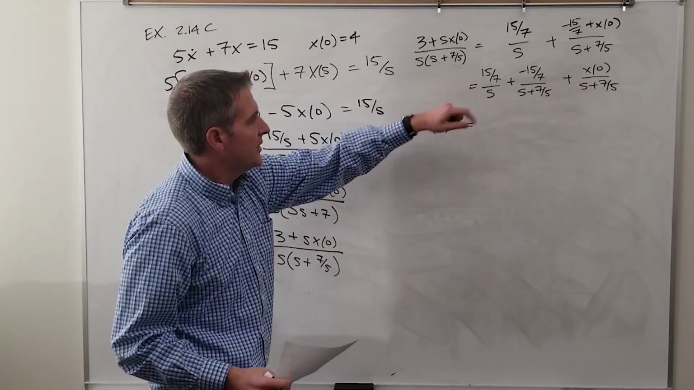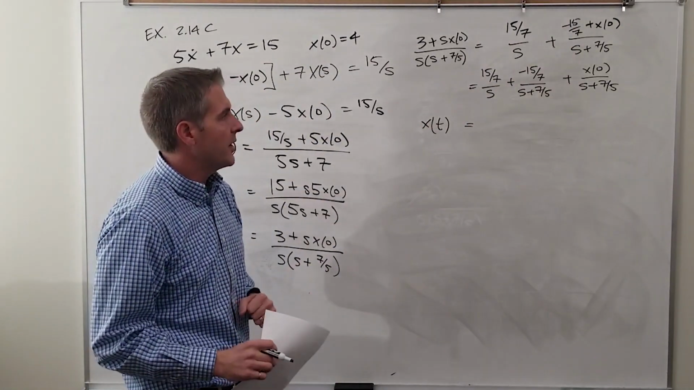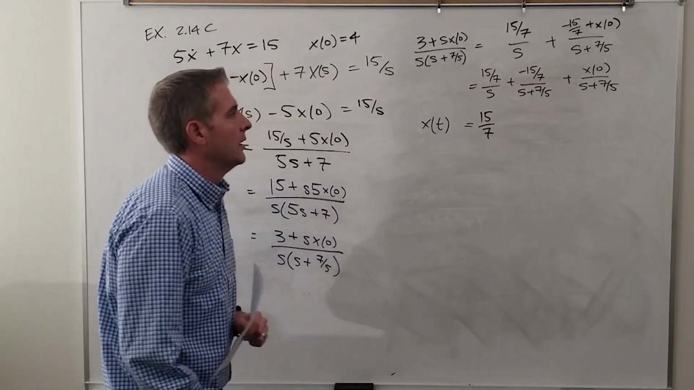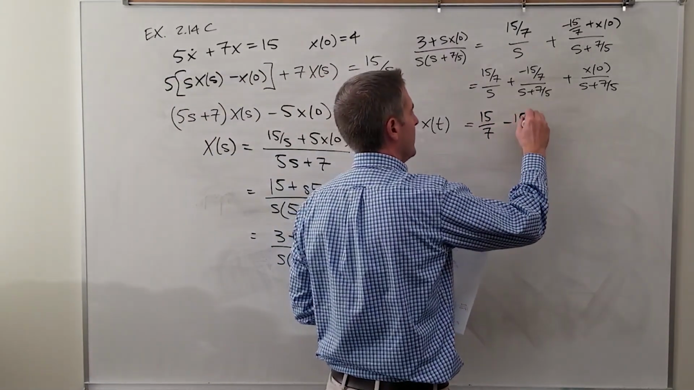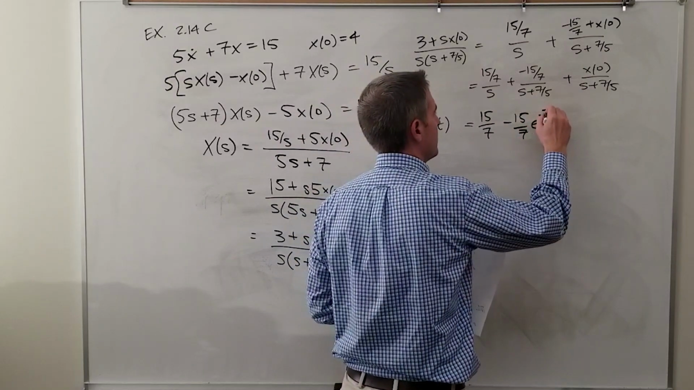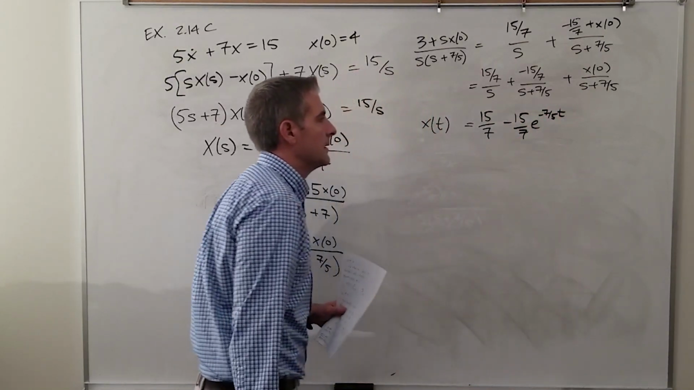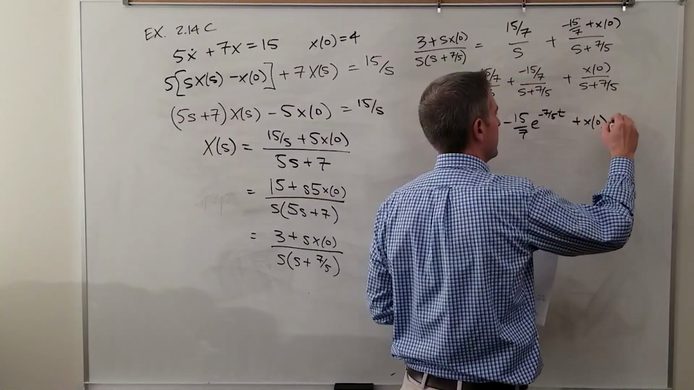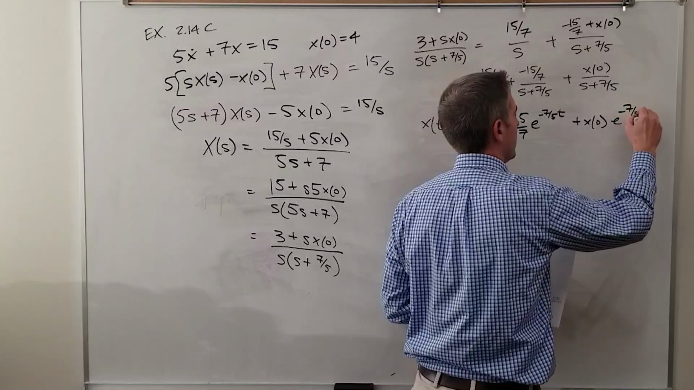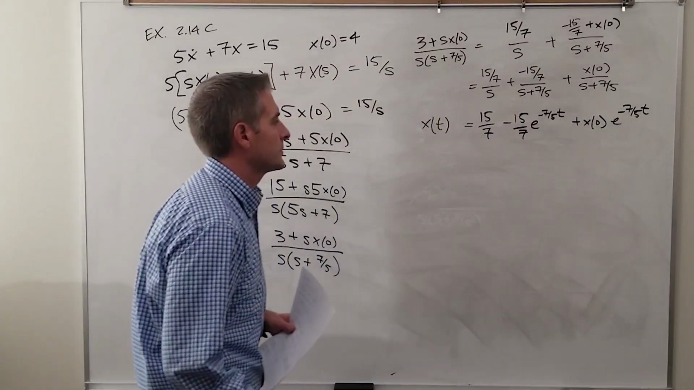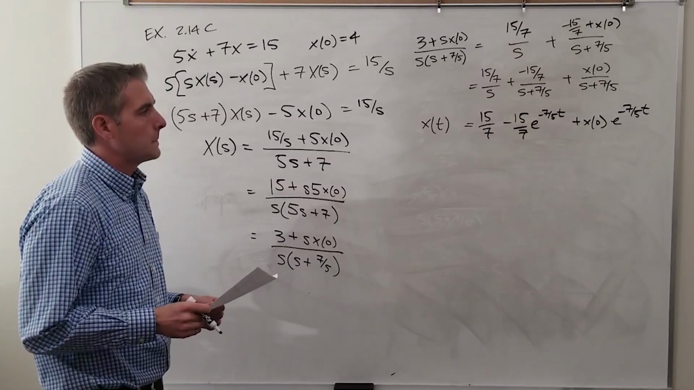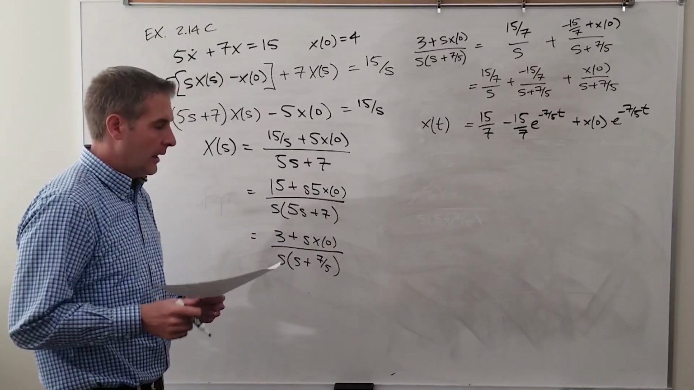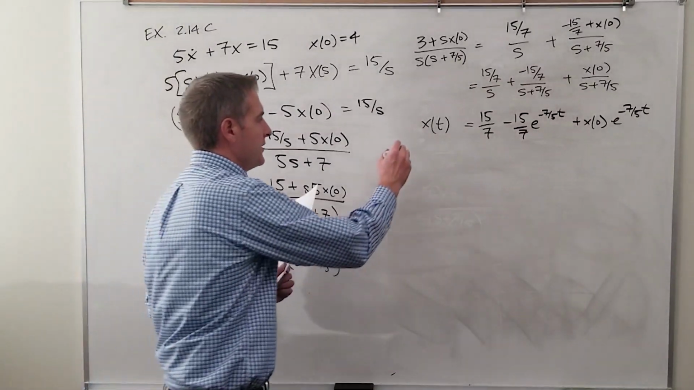Now I'm going to take each one of these and invert them through the inverse Laplace transform. I'm left with 15 over 7 minus 15 over 7 times e to the minus 7/5 t, and then plus x0 times e to the minus 7/5 t. So this is the solution.